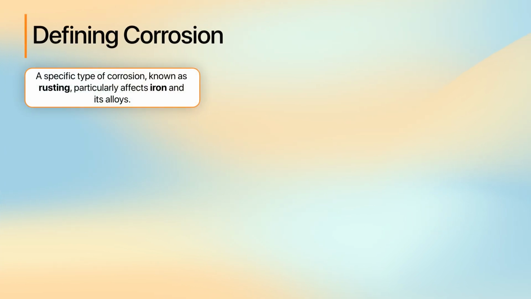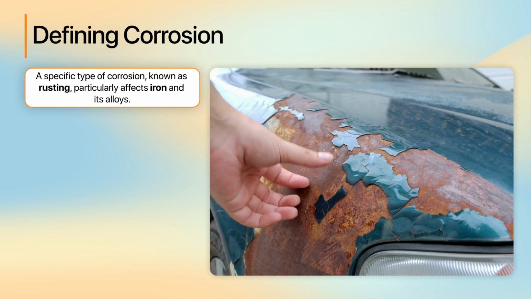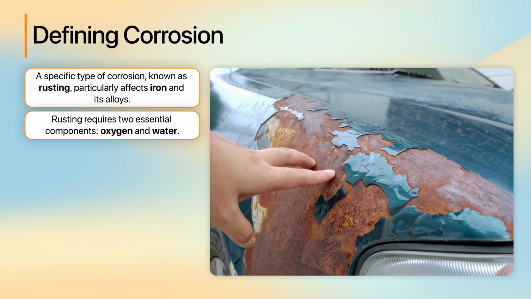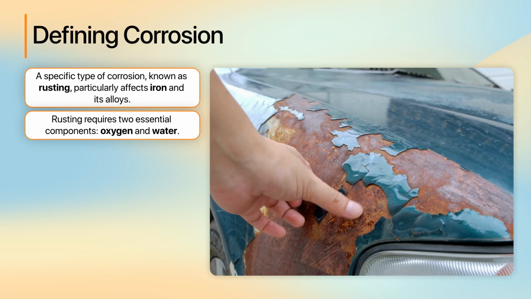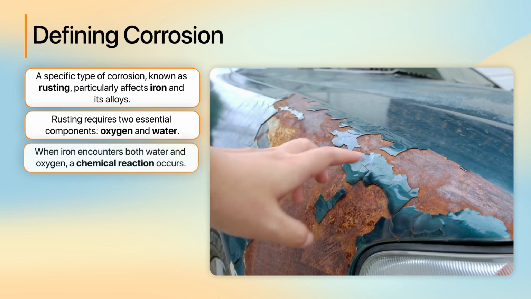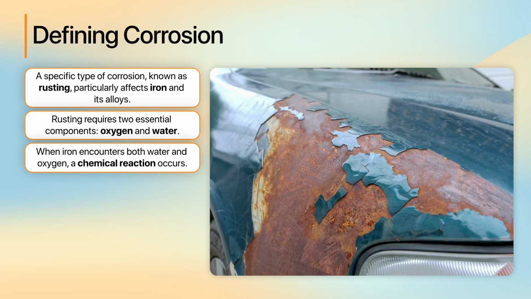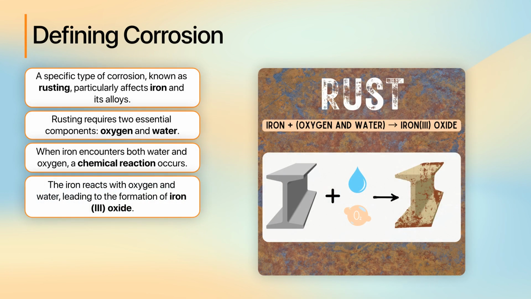A specific type of corrosion, known as rusting, particularly affects iron and its alloys, such as steel. Rusting requires two essential components: oxygen from the air and water. When iron encounters both water and oxygen, a chemical reaction occurs. The iron reacts with oxygen and water, leading to the formation of iron 3 oxide.